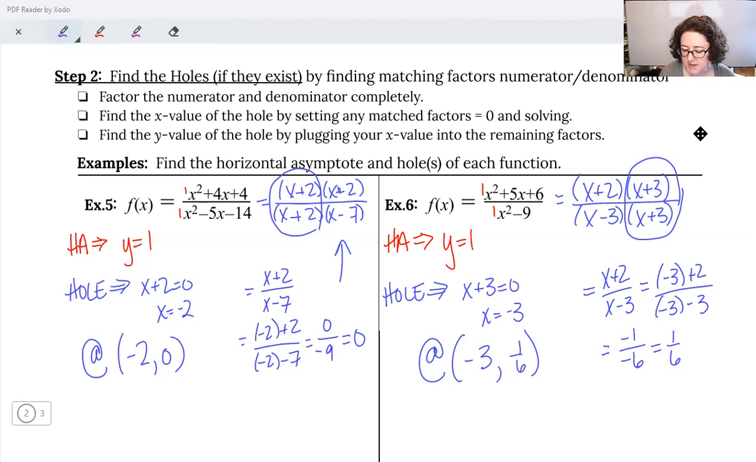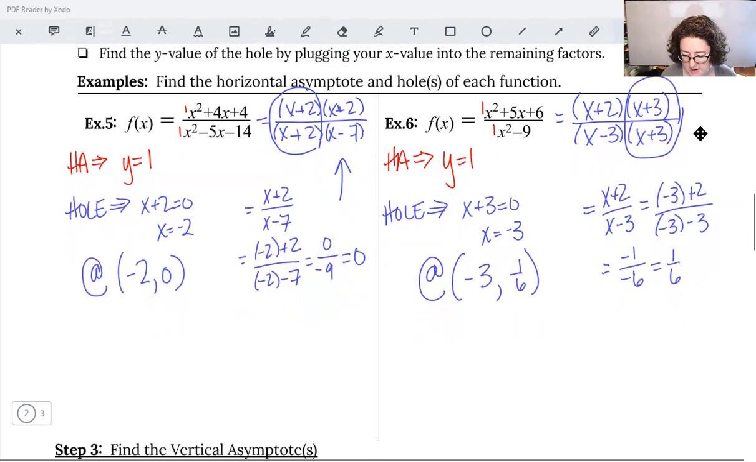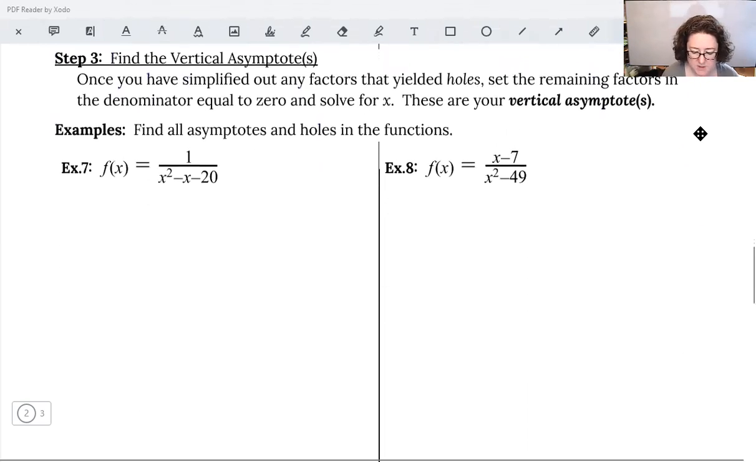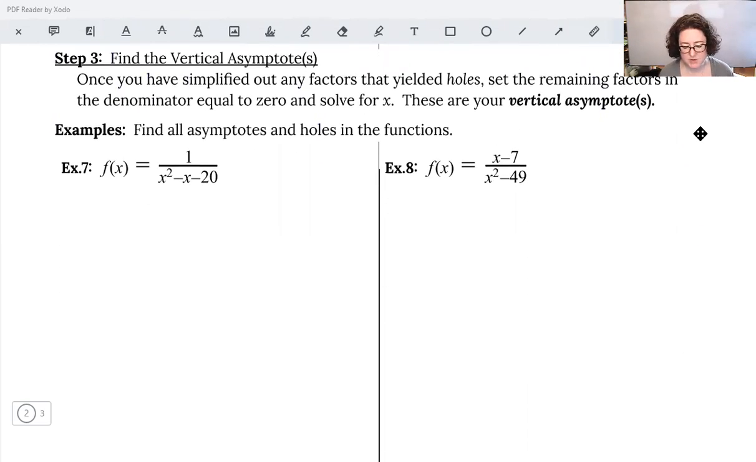Alrighty, so our last piece: we found horizontal asymptotes, we found holes. The last piece is the vertical asymptote that we would expect to have in the middle of most rational functions. So let's see how we can attack that. We're going to put it all together: all asymptotes and all holes on these expressions. For your vertical asymptote, after you've found your horizontal and after you've found your holes, if you have any additional factors left in your denominator, that's when you're going to have a vertical asymptote. So here we go.